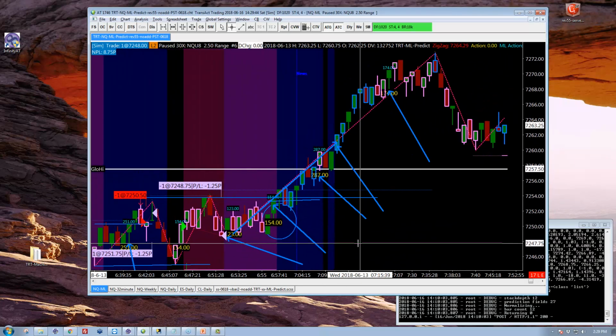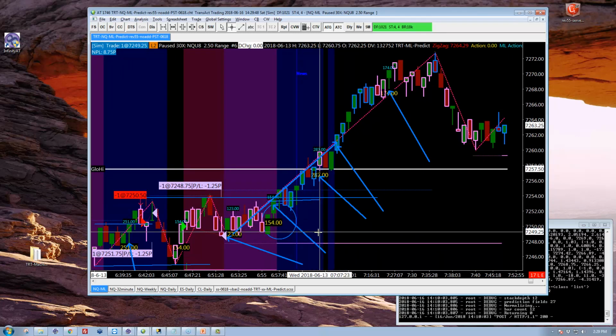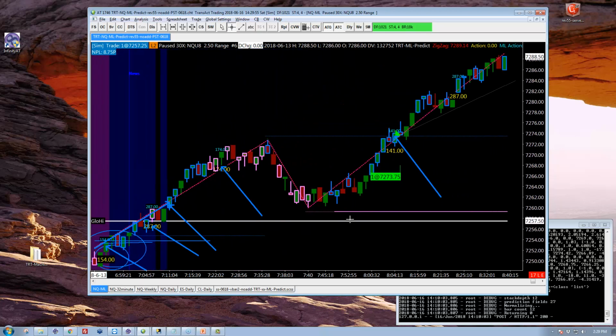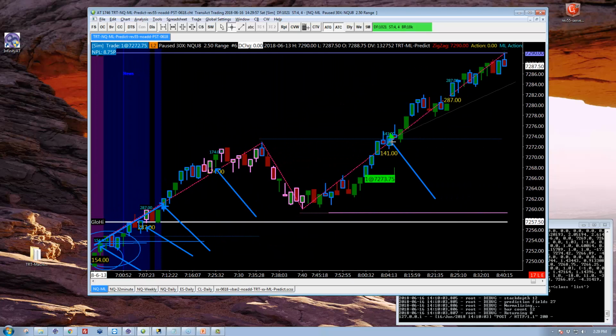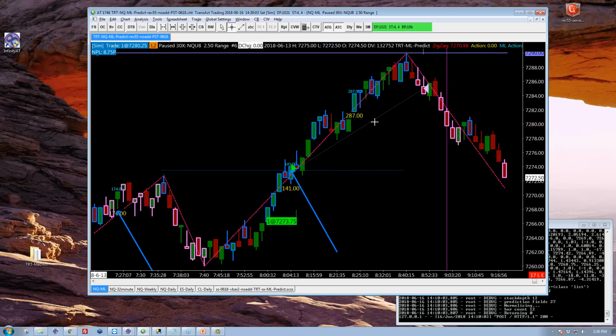Members that are using the old spreadsheet, they caught this long here, right? Which is really nice. I missed it because of this chop avoidance business. All right. And then I think they also would have caught this as well. It's the same trade. So I had members that were really happy this day because they caught 2 really nice trades.